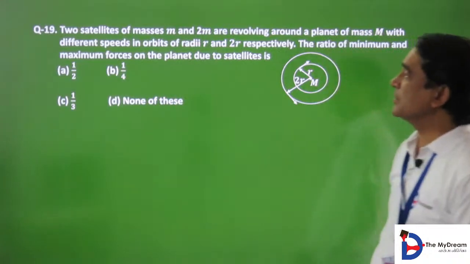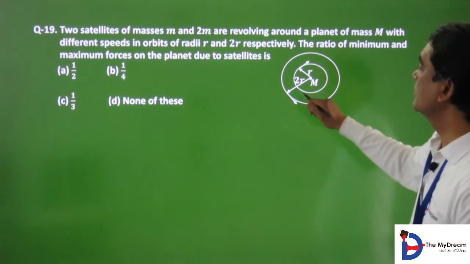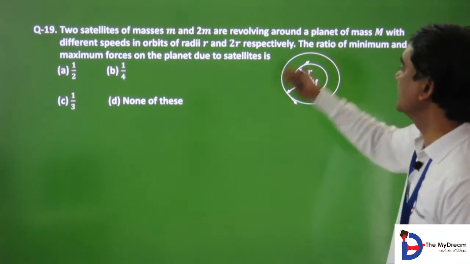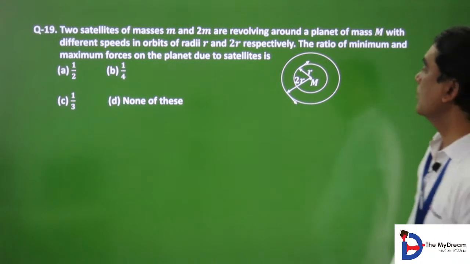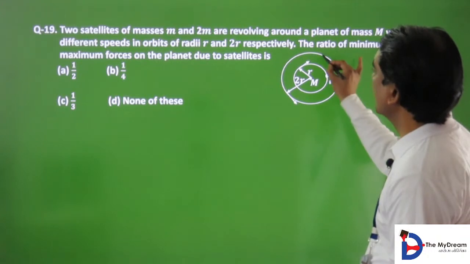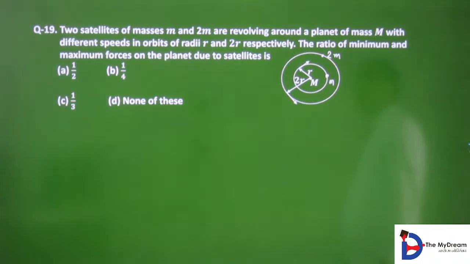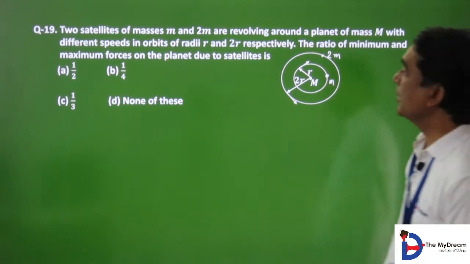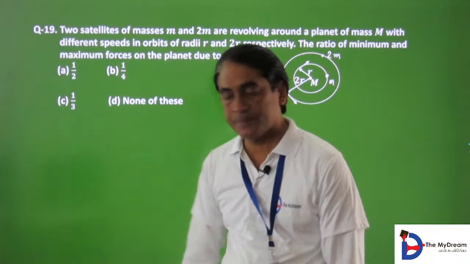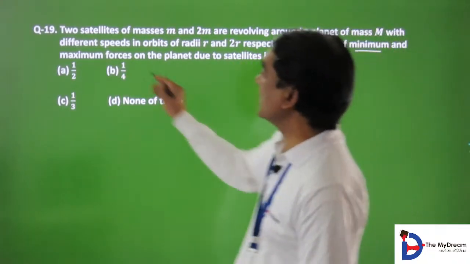Two satellites of masses small m and 2m, एक ये है, दूसरा ये वाला है. एक सैटेलाइट ये है जिसका मास स्मॉल m है, इसका मास ट्वाइस ऑफ m है, around a planet of mass capital M with different speeds in the orbit of radii r and 2r. The ratio of the minimum and the maximum.